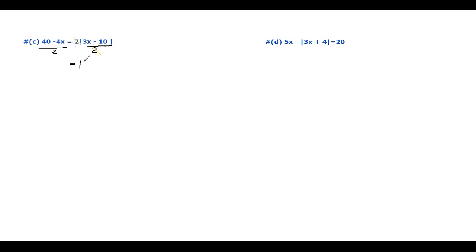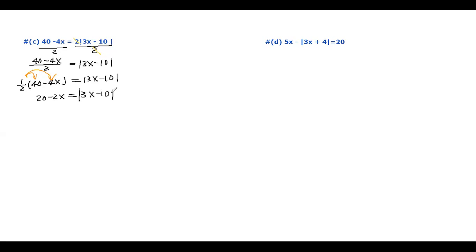So this one gives me what? 3x minus 10. And then here, when I divide by 2, this is 40 minus 4x here, right? So this really is 1/2 of 40 minus 4x, right? It's equal to the 3x minus 10. So I can use the distributive property and simplify a little bit. And so this will be 20 minus 2x equal to the 3x minus 10.